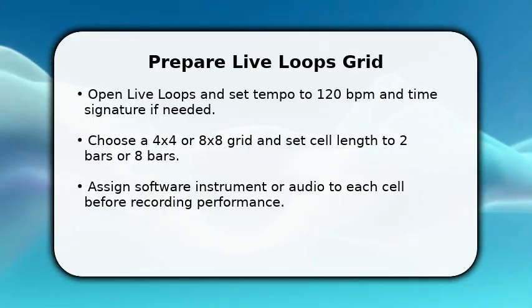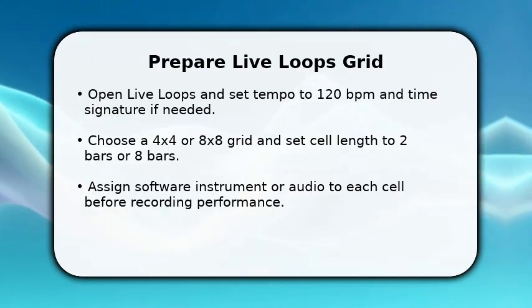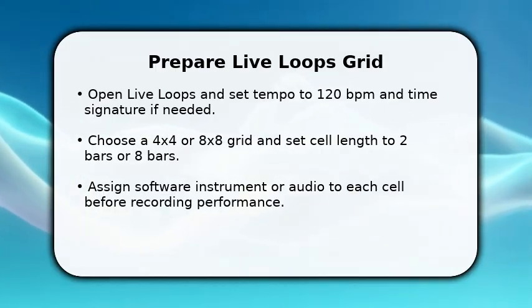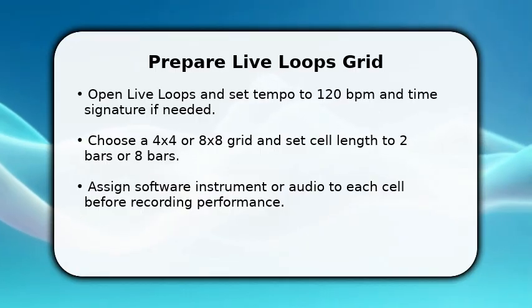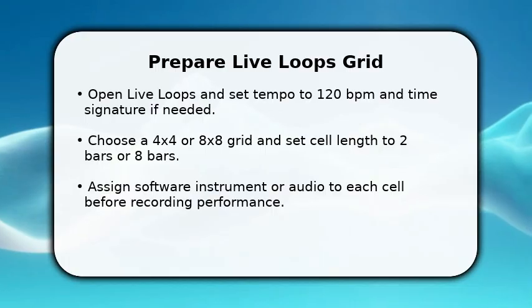Open Logic Pro X and choose a new Live Loops project to begin. Set tempo to 120 BPM and set the time signature to 4/4. Choose a grid size, for example a 4x4 or an 8x8 grid for session structure. Set each cell length to 2 bars or 8 bars to match song sections.